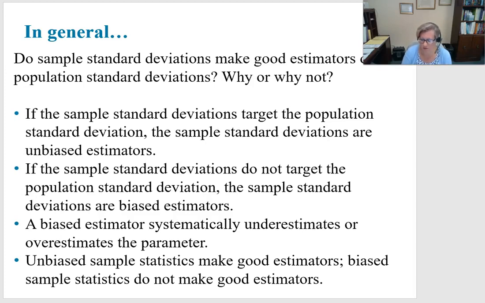But if they don't tell you, then just assume that it is a biased estimator and it will not target the population. Biased estimators usually underestimate or overestimate the parameter, which is why standard deviation can do that. It can over or under estimate, and we don't want that. Unbiased sample statistics, so proportions, means, those make good estimators. So you have variances, those make good estimators. So those are the three you really want to stick to and kind of avoid standard deviation because it can be a little bit off.